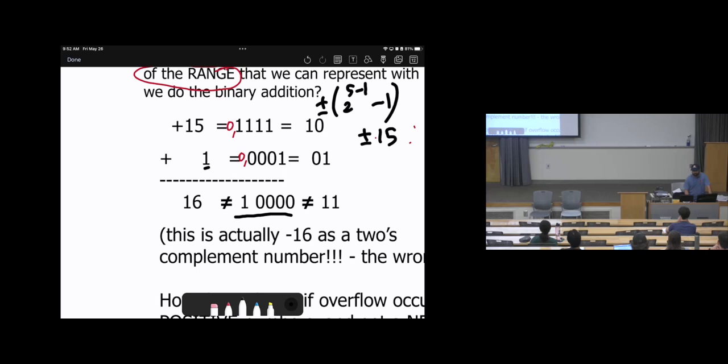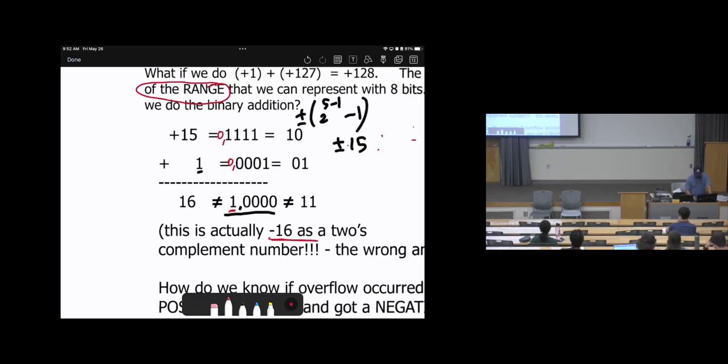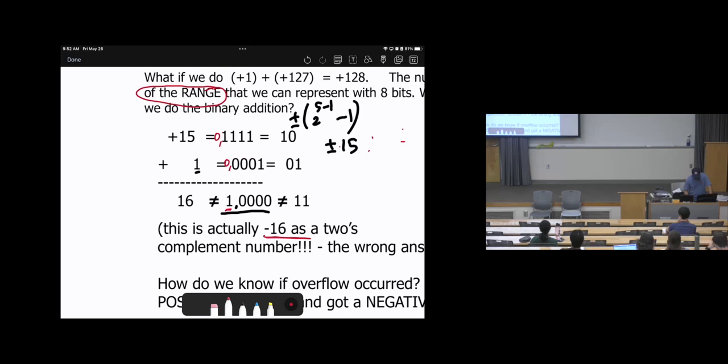1 followed by four zeros. Okay, what's the problem? The problem is we know the first bit is associated with the sign. This means it's negative. When we take the 2's complement of this number, it will be negative 16. So do you think 15 plus 1 will be negative 16? It's 16. So we are adding a positive number and another positive number while the answer is negative. And this is something wrong. So what's the main reason for this to happen? It is something called overflow.